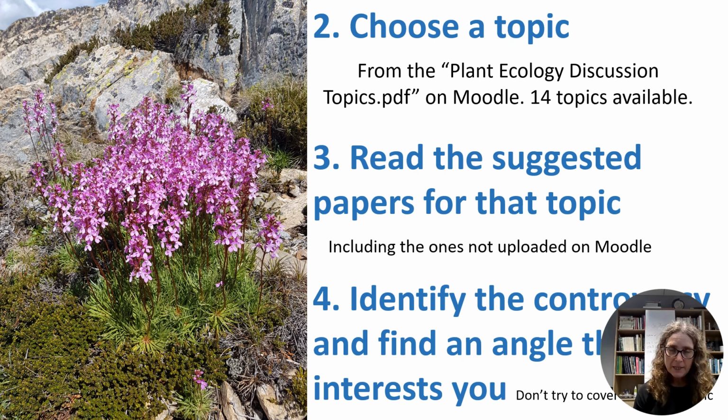Now, the next step, the 4th step, is to identify the controversy and find an angle that interests you. So for instance, in today's class, we talked about invasive species. Don't try and review everything on invasive species, right? You simply can't do anything worthwhile in 1,500 words on such a massive topic. Narrow it down, take one angle, and really get into the nitty-gritty of that angle. And the thing is, you can take this wherever you want, wherever your interests most strongly lie.